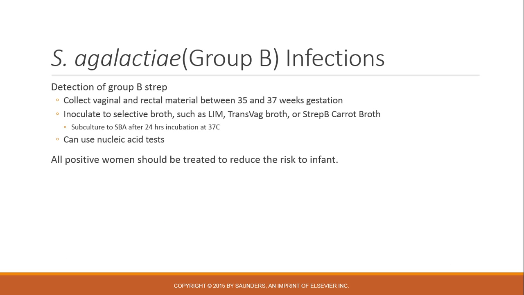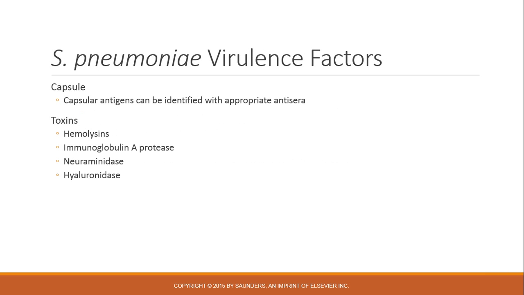So you inoculate this broth and incubate it for 18 hours, and the next day you take that broth and inoculate a sheep blood agar plate and incubate that at 37 degrees for 24 hours. And then you look for any kind of beta hemolysis. You look for that typical colony morphology of a narrow zone of beta hemolysis and identify it if it's there. So you can also use nucleic acid tests. Those are available also. So all positive women need to be treated with antibiotics in order to reduce the risk to the infant.